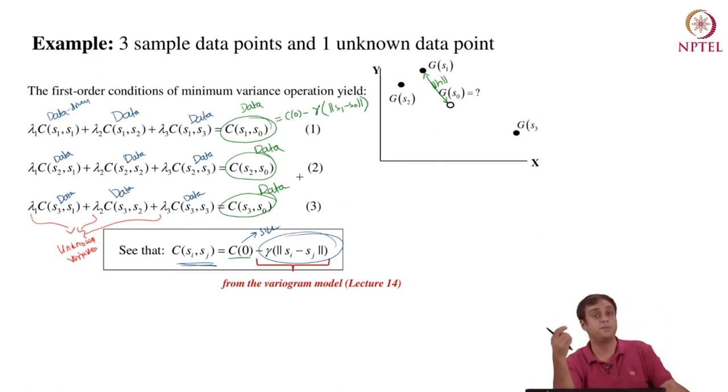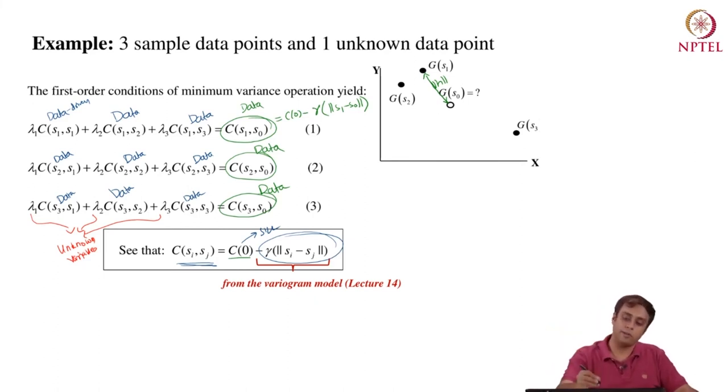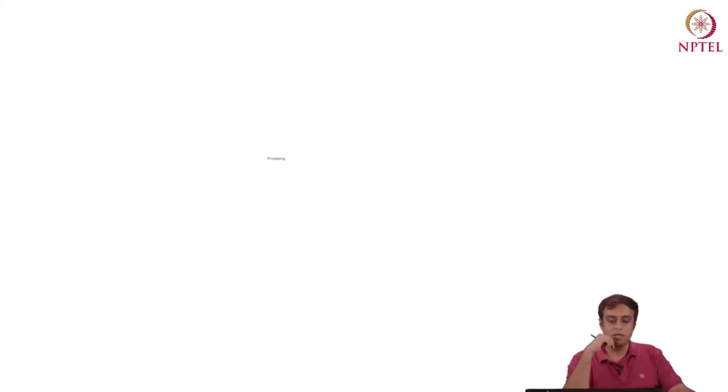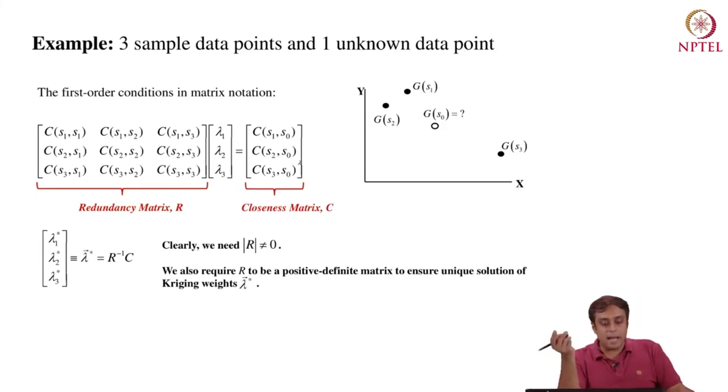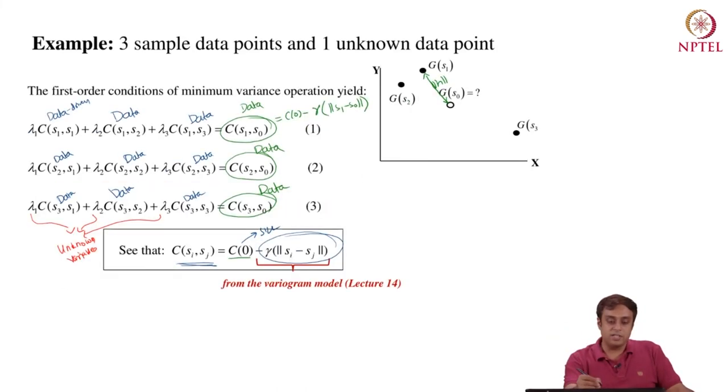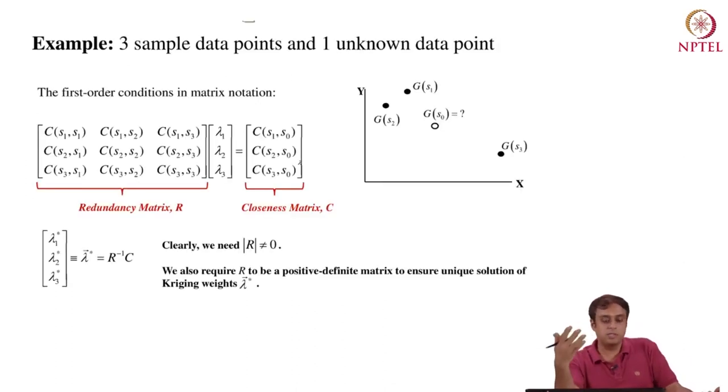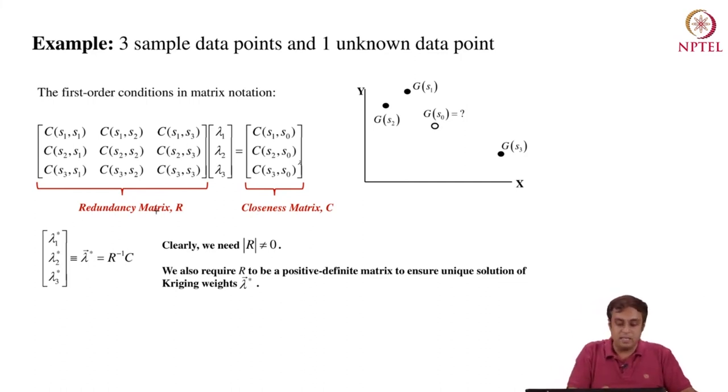The variogram model estimation, fitting a model, goodness of fit criteria, and so on. Now, for this example, I can write this system of linear equations into a matrix form, which is again a linear form. I have all the redundancy factors, CS1, S1, and the large scale variance sitting in this matrix called the redundancy matrix R.